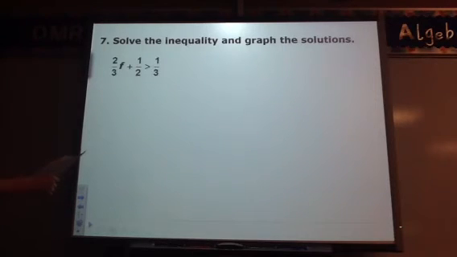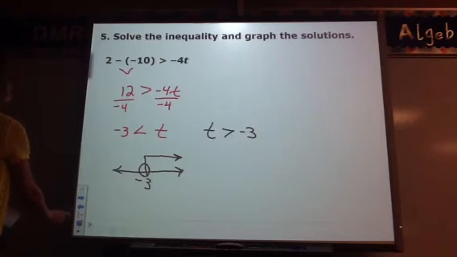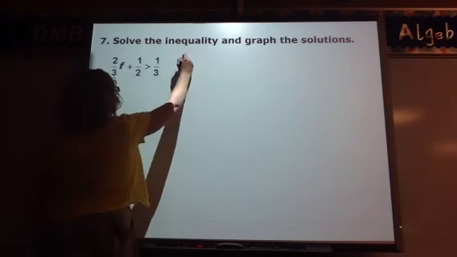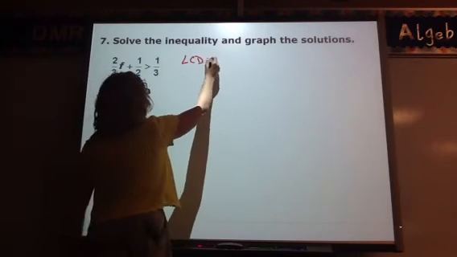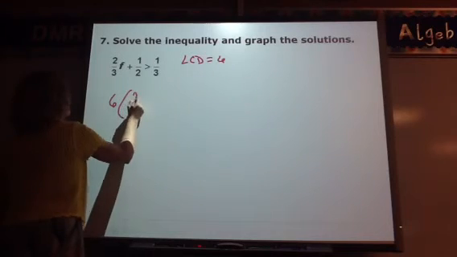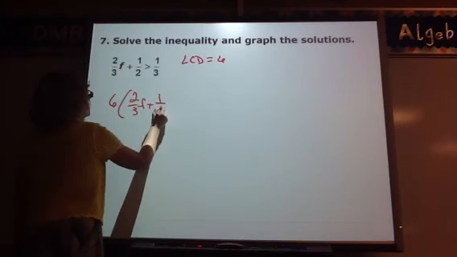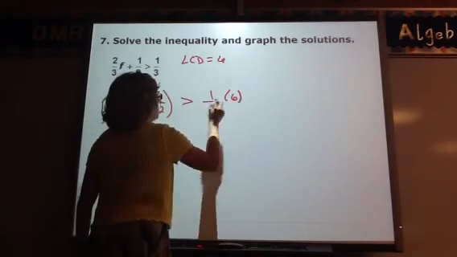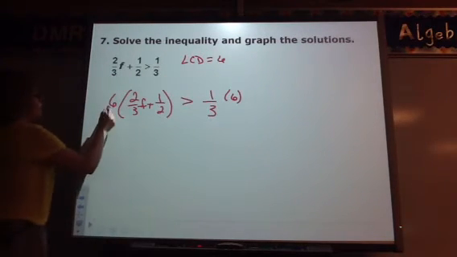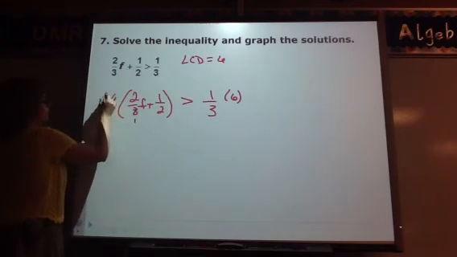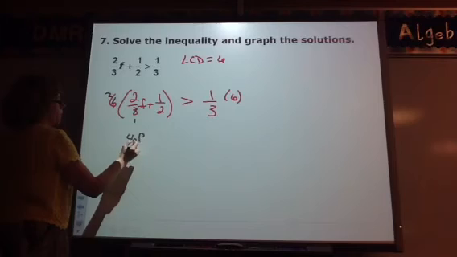Okay, now we're dealing with fractions. Okay, LCD. What's my least common denominator? It's going to be 6, okay? So I multiply the left side of the inequality, and then I multiply the right side. Okay, so what is 6 times 2/3? I can divide by 3, get 1, divide by 3, get 2. 2 times 2 is 4f.